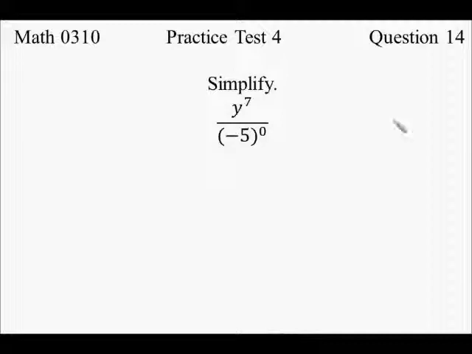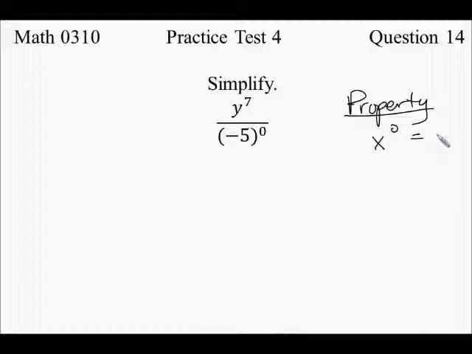Question 14 says simplify. We have y to the 7th power over the quantity negative 5 to the 0 power. Right away, one thing we want to remember, it's a property of exponents. So we have a property that says anything to the 0 power is going to equal 1. That's a property we have of exponents there.